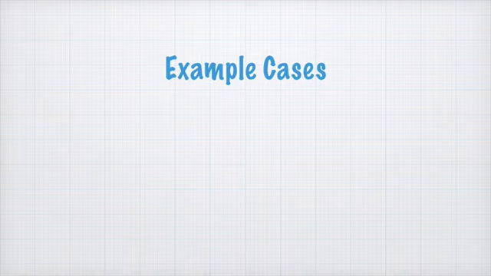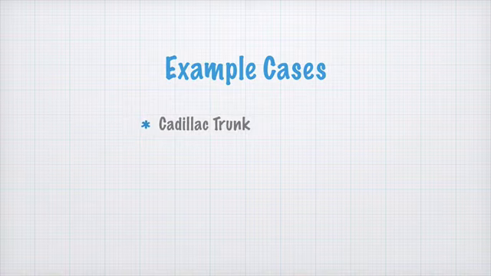The first case is the Cadillac trunk case. The Cadillac trunk case deals with a problem that resulted from forcing a Cadillac trunk to close all the way. Cadillac had created a trunk mechanism whereby the user would pull the trunk down most of the way, and then the remainder, the last 6 or 8 inches or so of closing the trunk, was done automatically. And it turns out that this design was problematic because of the damage that could be done if one tried to close the trunk all the way.